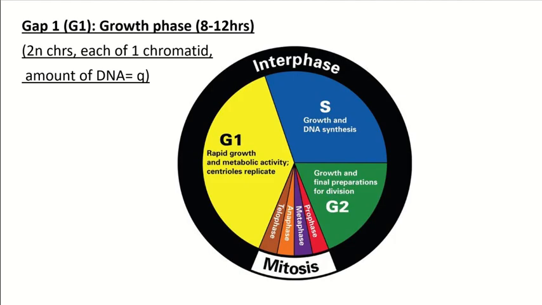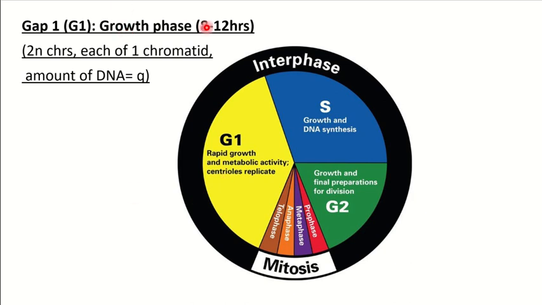Now, the first phase in the cell cycle, as we said, the cell cycle is interphase plus mitosis. But in interphase, we have three phases. We have the G1 phase, which is gap 1 phase, the S phase, and the G2, which is the growth phase. We will start first with G1 phase, which is the gap 1 phase.